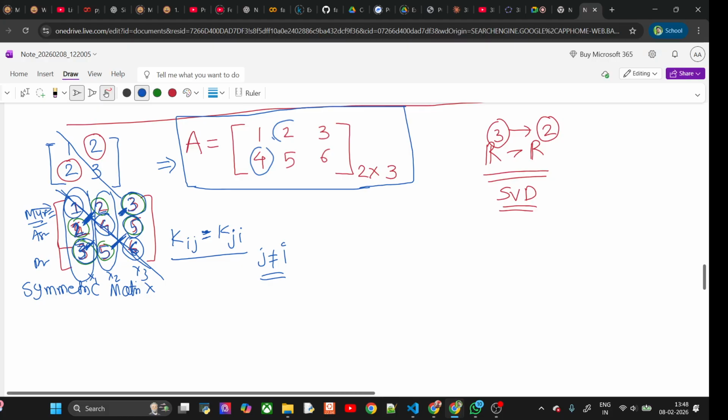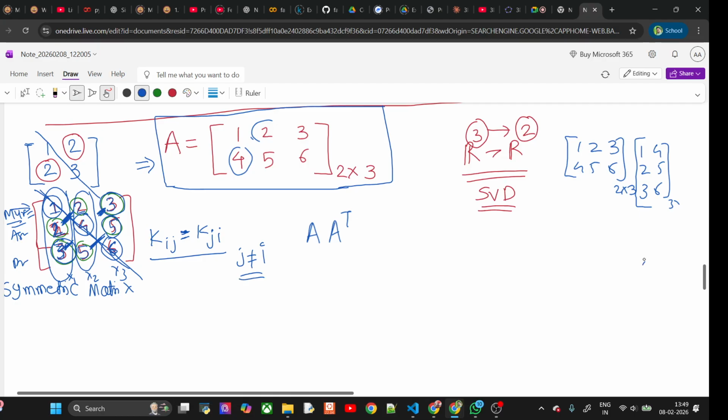So what I can do in this case is A into A transpose. For example, if I do 1 2 3, 4 5 6, this is A. What is this? 2 cross 3. What is A transpose? 1 2 3 4 5 6, which is 3 cross 2.